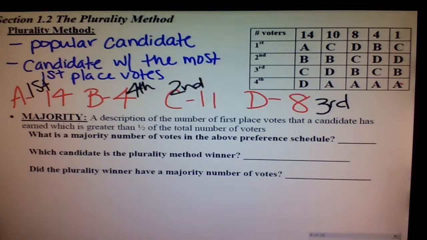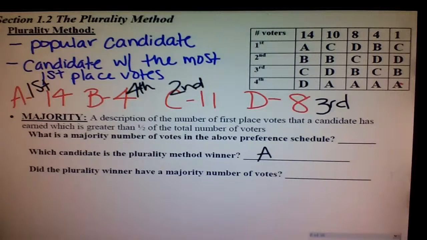Okay. So, just because A is your winner, they are your plurality winner. So, down here where it says which candidate is the plurality method winner, you're going to put A. They have the most first place votes. However, they may not have majority of the votes. So, read the definition. A description of the number of first place votes that a candidate has earned, which is greater than 1/2 of the total number of votes.